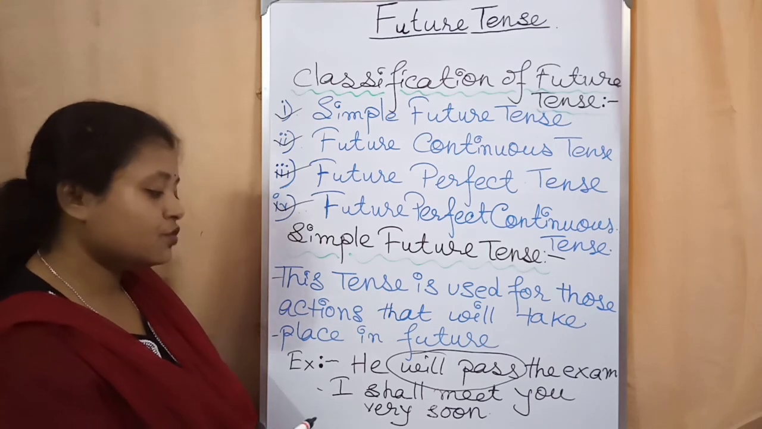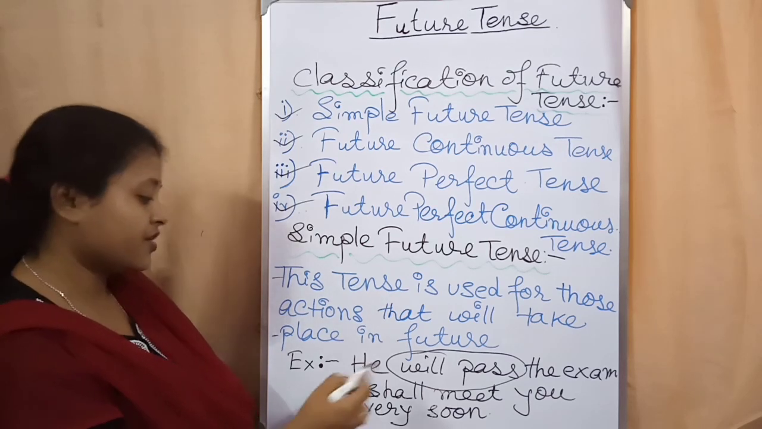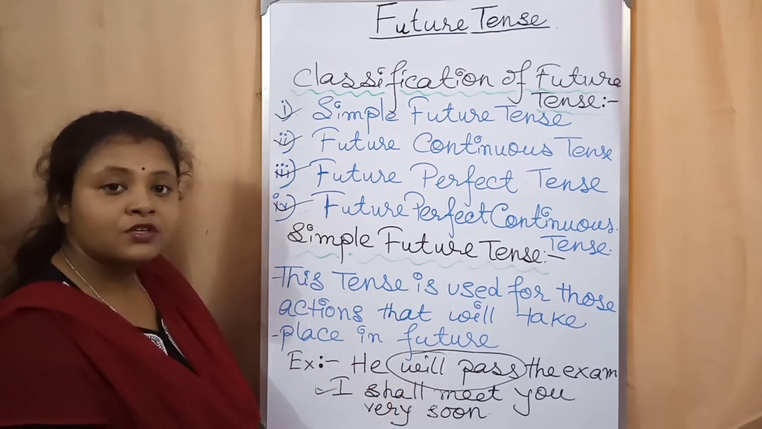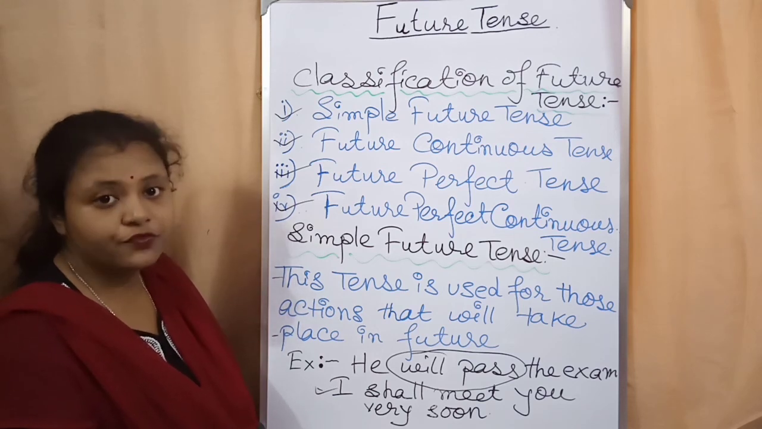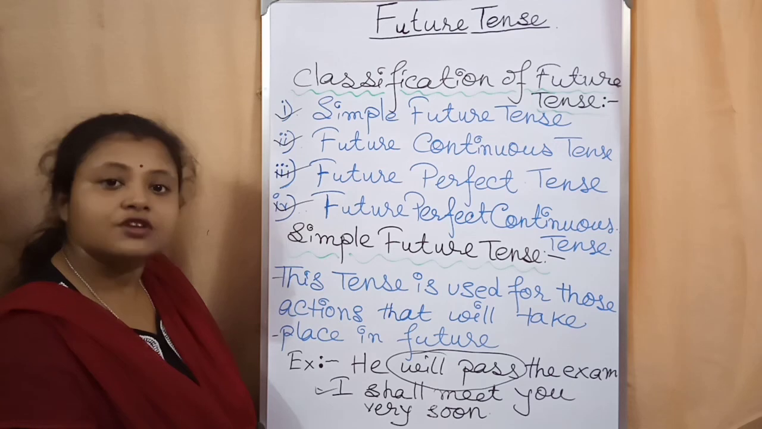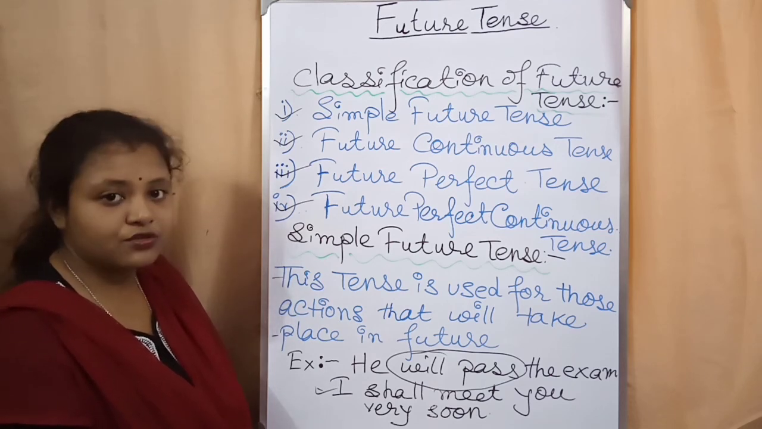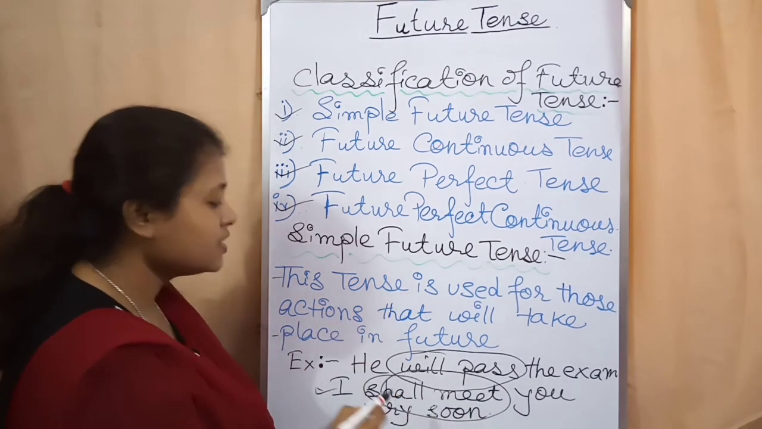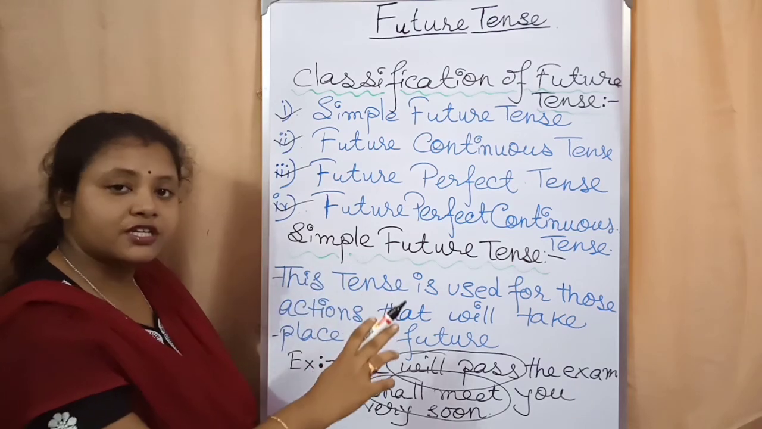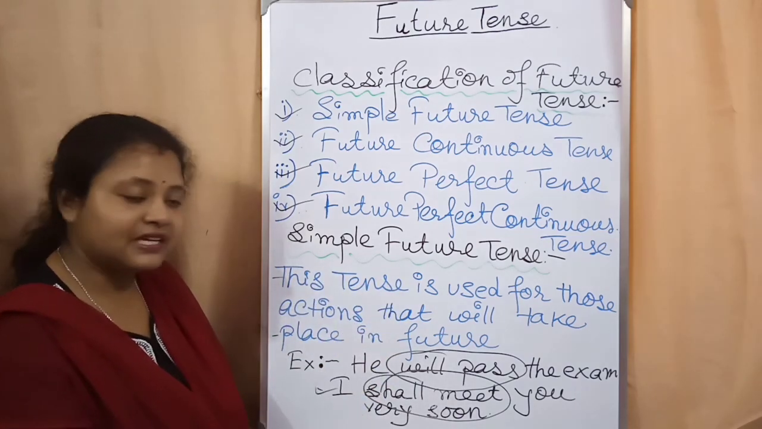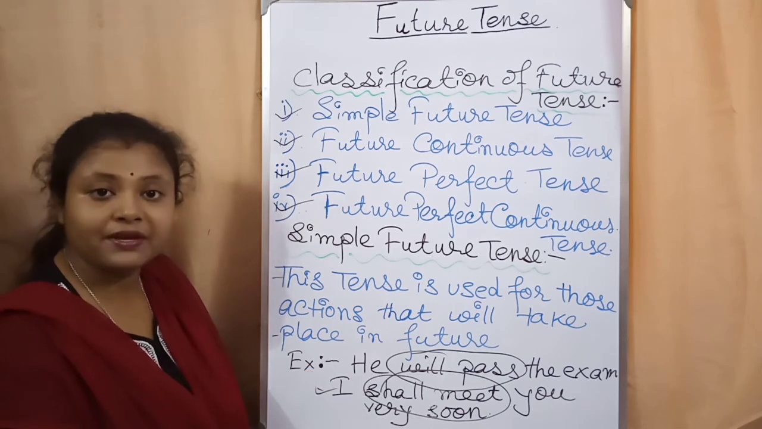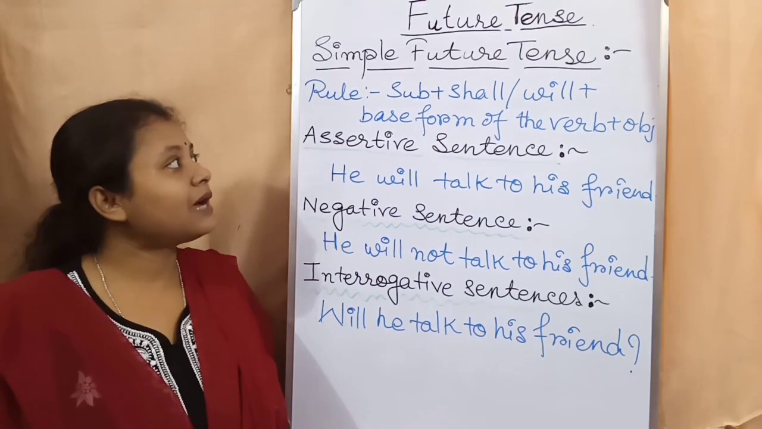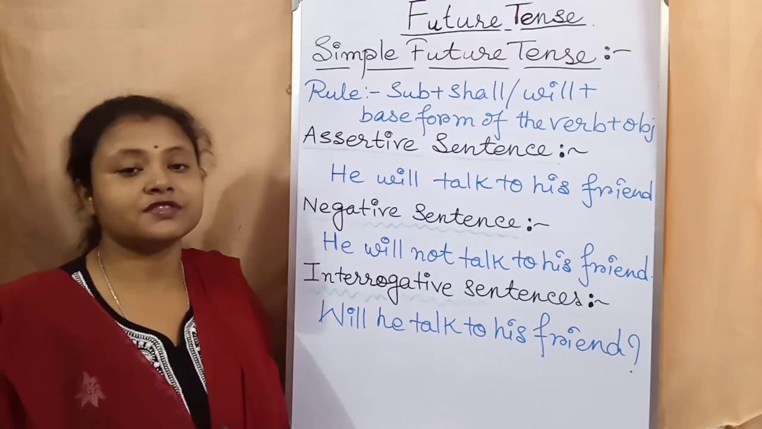Now come to the second sentence. I shall meet you very soon. So here I shall meet you. So my meeting will happen in future. Okay, near future. So that is why here in this sentence I have also used the future tense. Simple future tense over here. So simple future tense, very simply, refers to the action that will happen, that will take place in future.